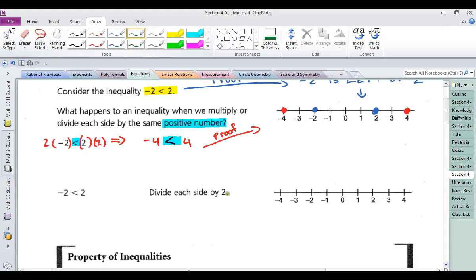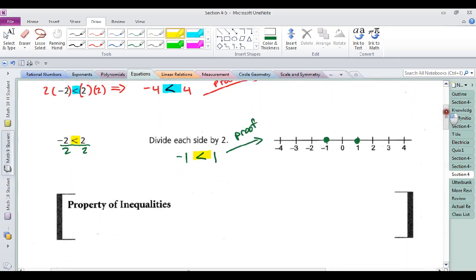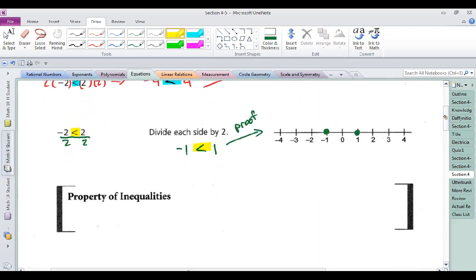Now in green it says we're going to divide each by 2. Notice it's positive 2, so now we're dividing by 2. So what's on the left now? Negative 1. What's on the right? 1. Come to our number line. 1, negative 1. This is our proof. Is negative 1 left of 1? Yes. So it is still less than. What do you notice about the signs? It stayed the same. So what is our rule if we multiply or divide by a positive? Stays the same. Write it out.